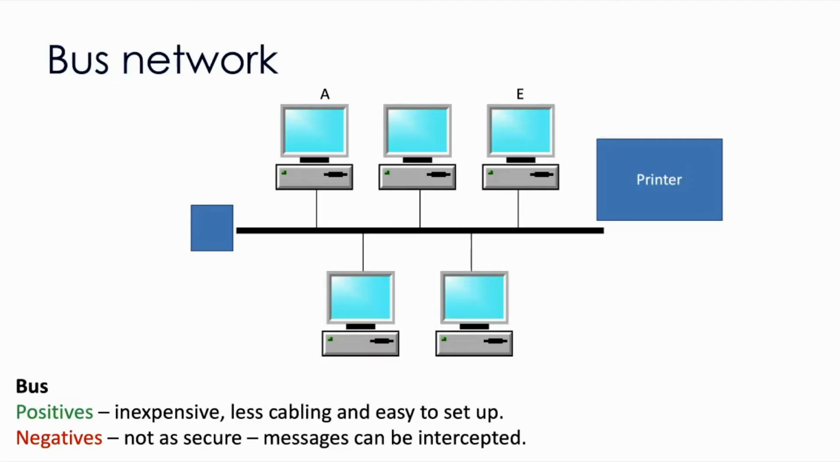So positives are it's inexpensive, less cabling, and relatively easy to set up. Negatives are it's not as secure. Messages can be intercepted. If computer A were to send a message to computer E, along the way, there's 3 computers that could potentially intercept that message. So it's not a particularly secure network.